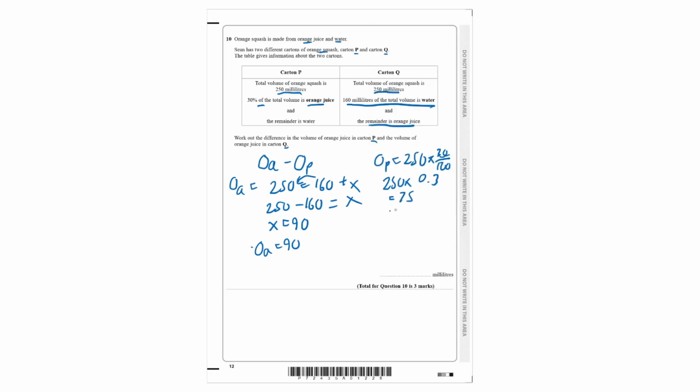And now that we have OP and OQ, we simply find the difference. So we have 90 minus 75 gives us 15 milliliters.